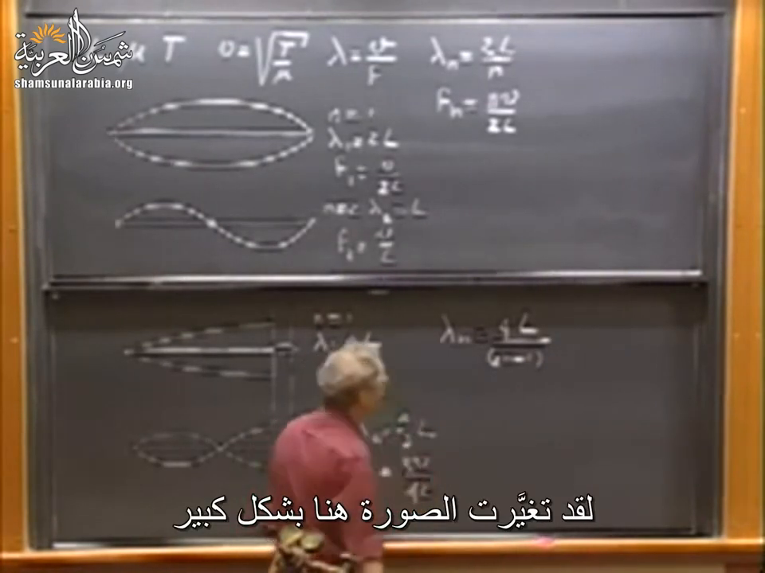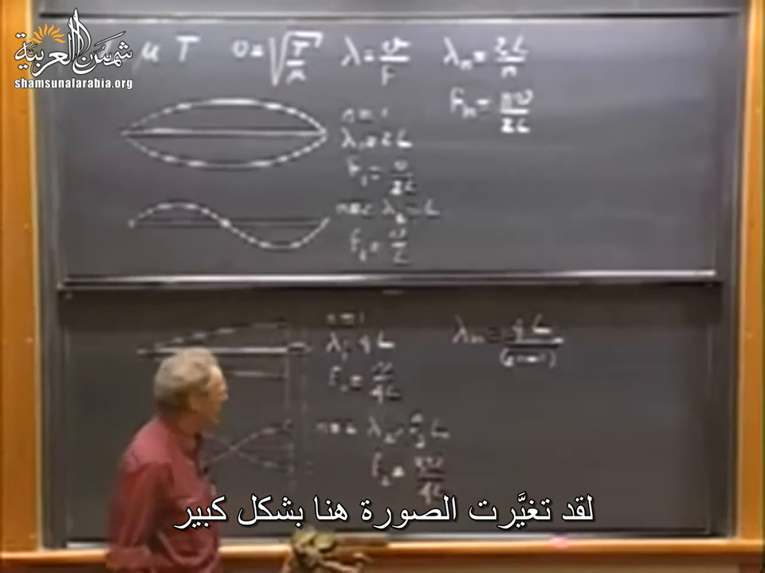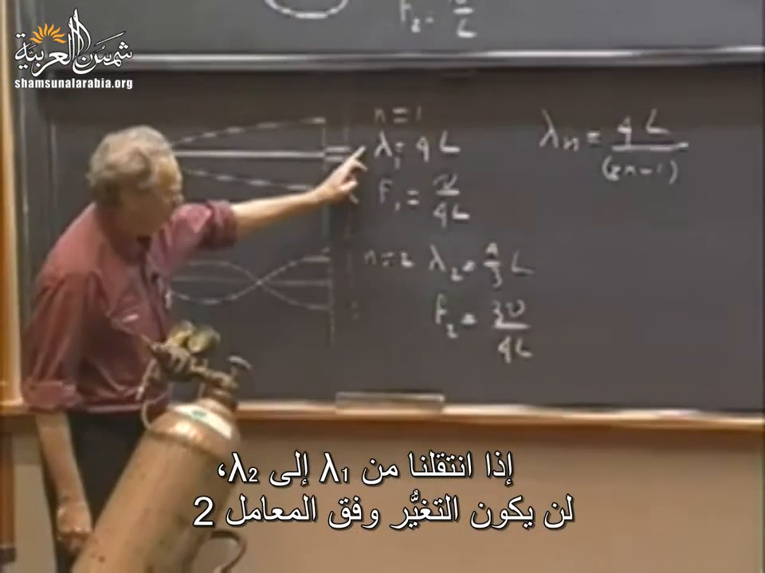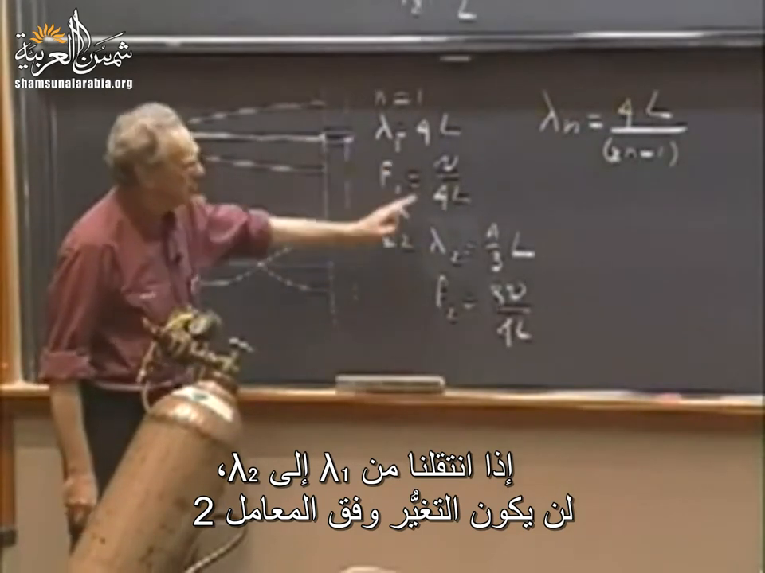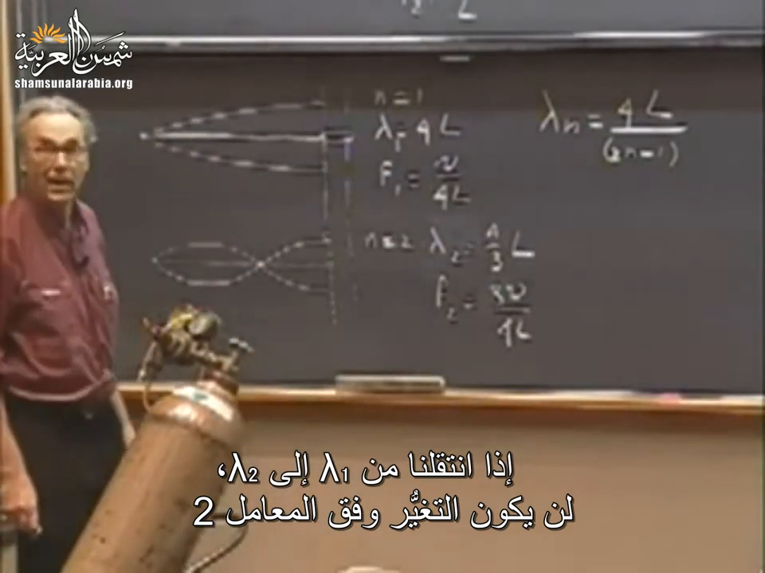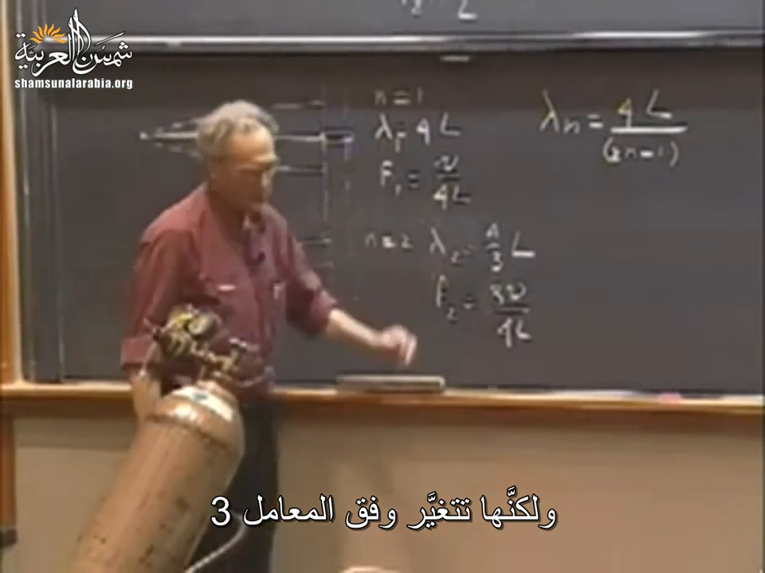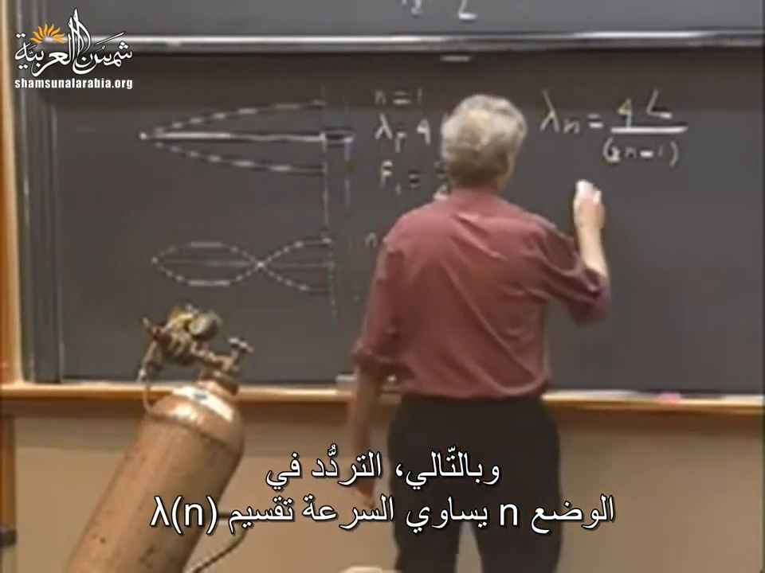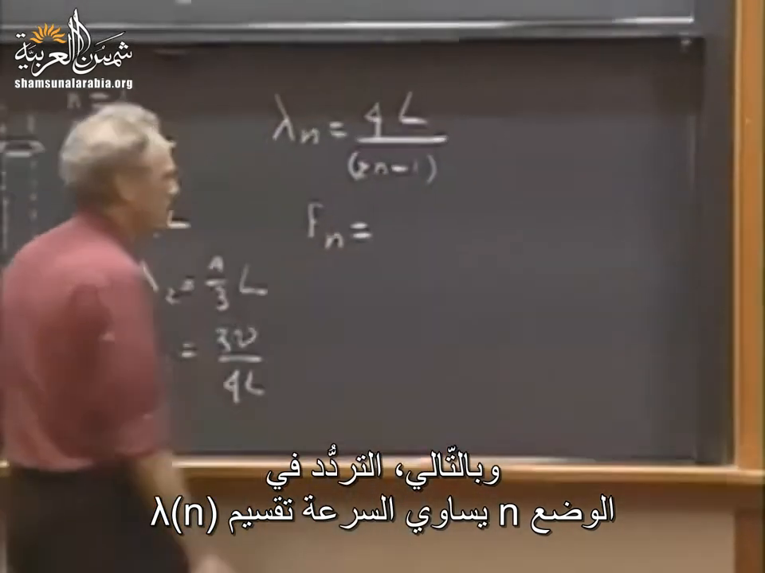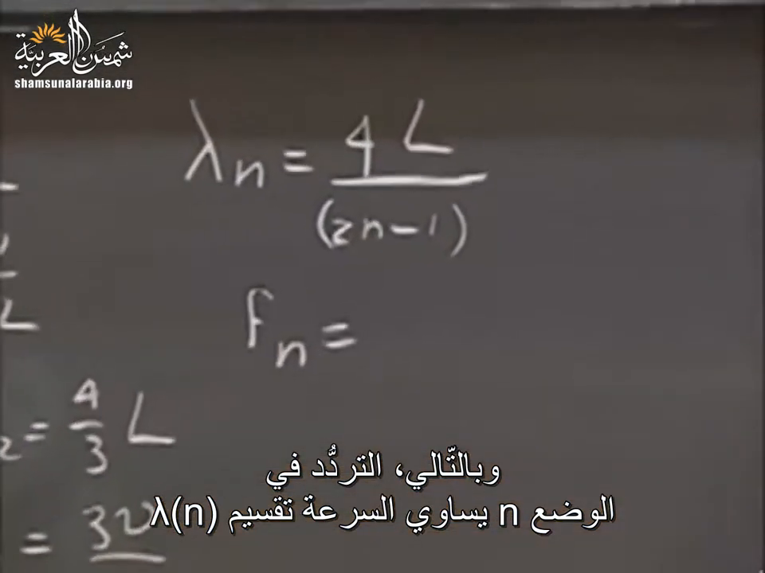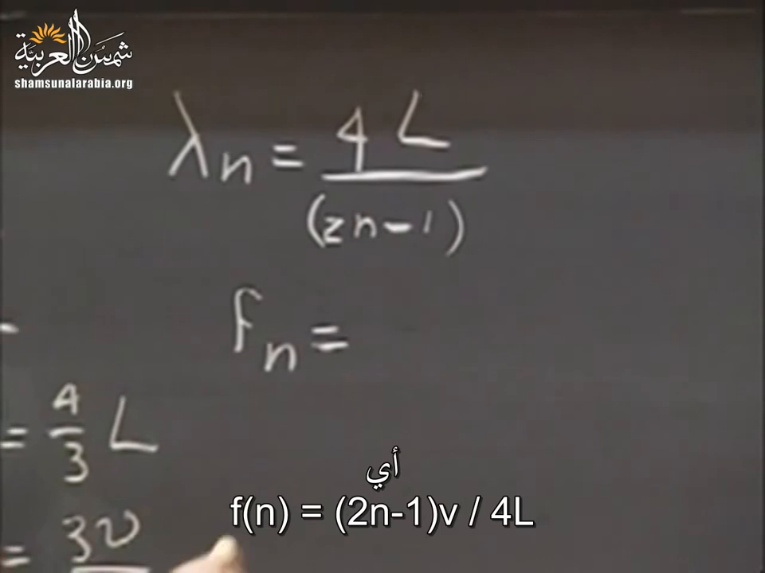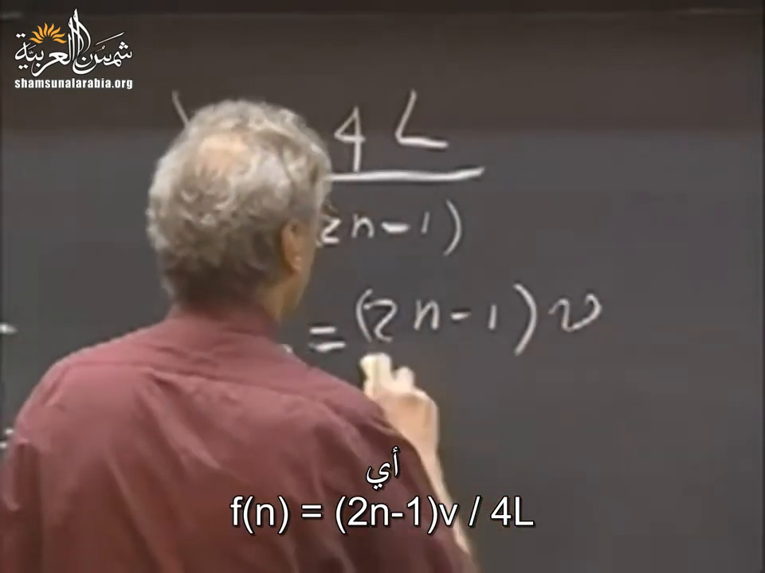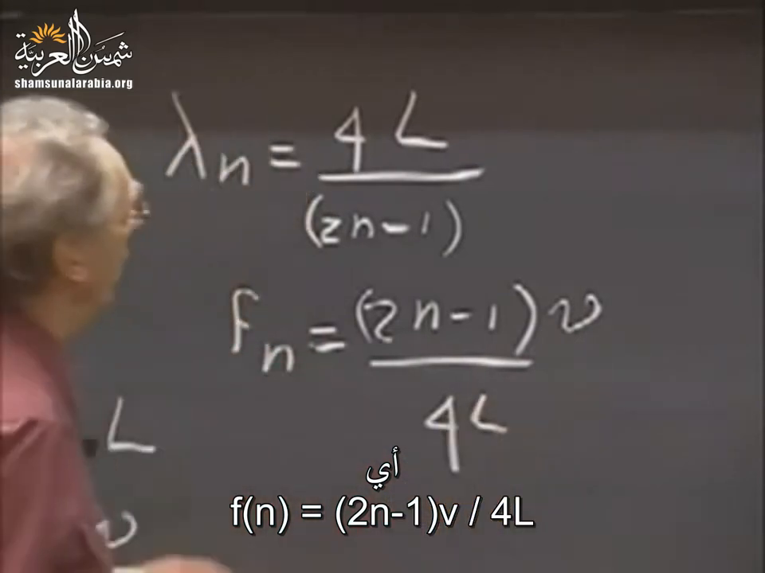And that now changes the picture quite dramatically. Because if you follow here that you go from lambda 1 to lambda 2, it changes not by a factor of 2, but it changes by a factor of 3. And so the frequency in the nth mode, which is the velocity divided by lambda n, is 2n minus 1 times the velocity divided by 4L.